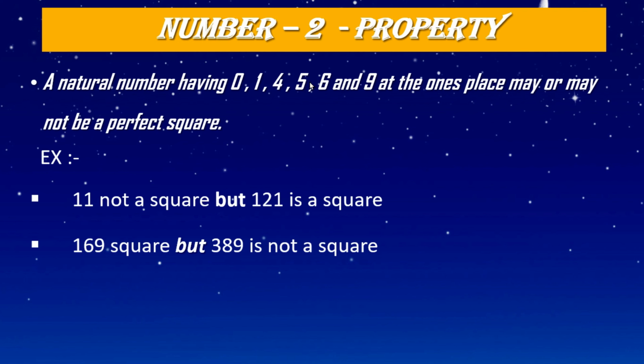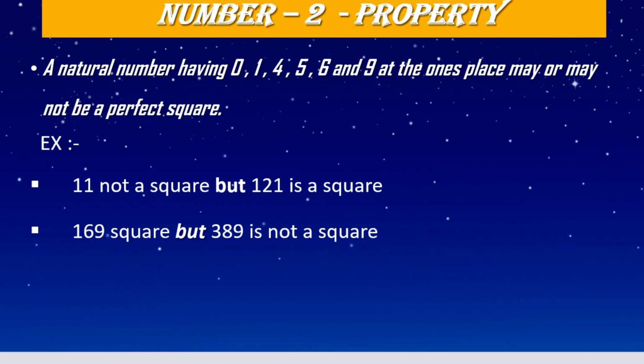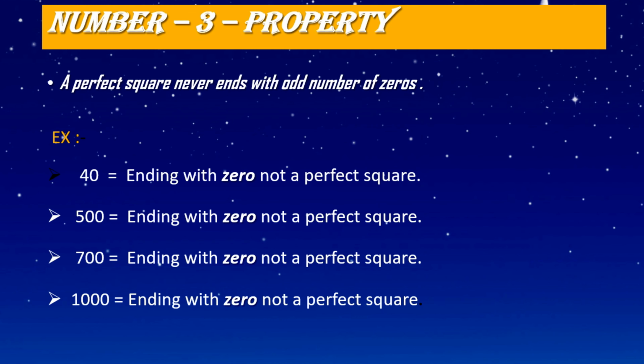In this second property, we have discussed that a natural number having 0, 1, 4, 5, 6 or 9 at the ones place may be a square or may not be a perfect square. Let's see the third property. A perfect square never ends with an odd number of zeros.